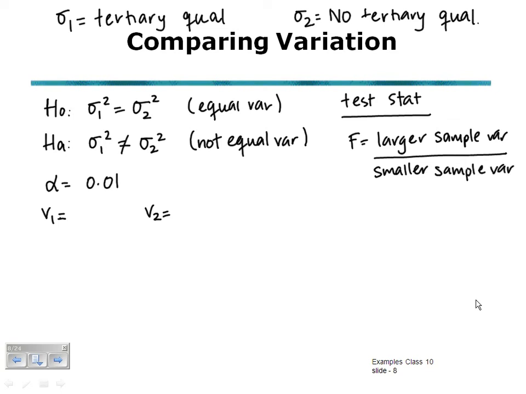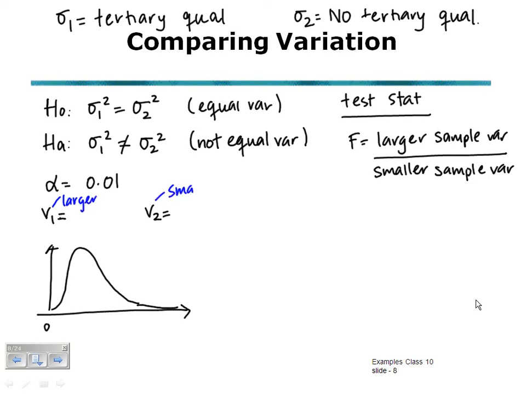The F distribution, you may recall from lectures, is a non-symmetrical distribution. It starts at 0 because we are determining the variances by dividing one variance by the other, and it's a right-skewed distribution. If we have larger sample variance divided by smaller sample variance, we only need to consider the right-hand end. And the degrees of freedom for the critical test statistic will be the degrees of freedom for the larger sample variance divided by the degrees of freedom for the smaller sample variance.